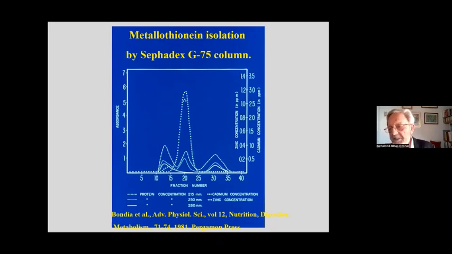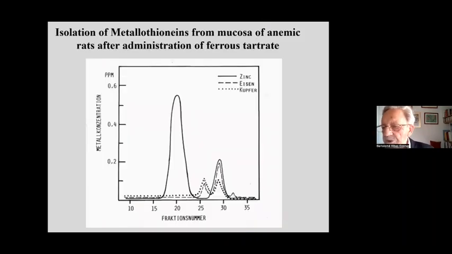Metallothionein has a great activity for both metal ions. In the next figure, we see the isolation of metallothionein from mucosa of anemic rat. That's very interesting because it's transferred from mucosa to the liver, the iron in anemic rats, after administration of ferrous tartrate.